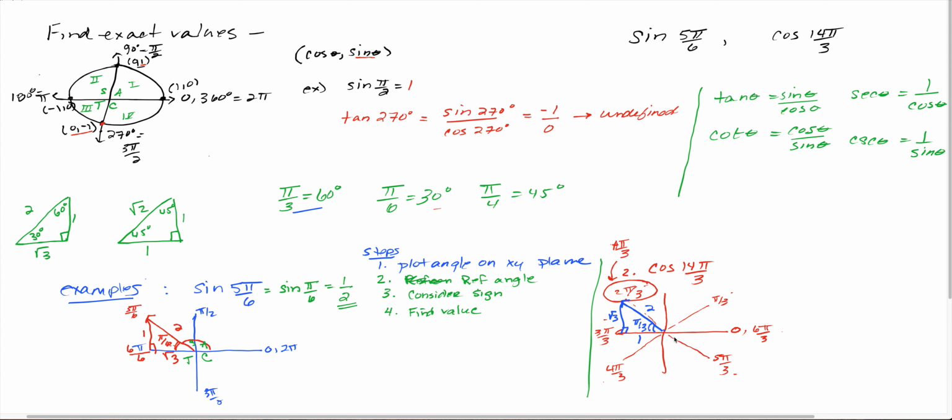So also think about the signs, right? CAST. Only sine and its reciprocal are positive in the second quadrant. So that means this is going to be a negative. So this is going to be the same as the negative cosine of the reference angle pi over 3. So if I'm thinking about that, cosine is adjacent over hypotenuse, which would be 1/2. So cosine of 14 pi over 3 is the same as negative 1/2.